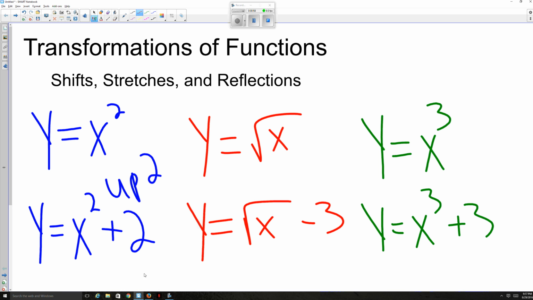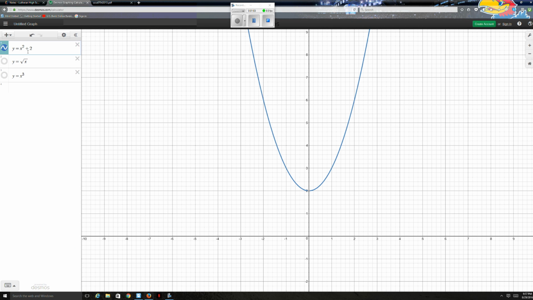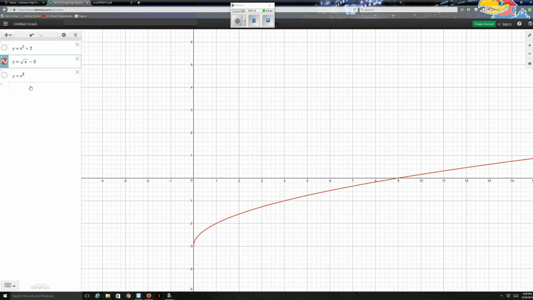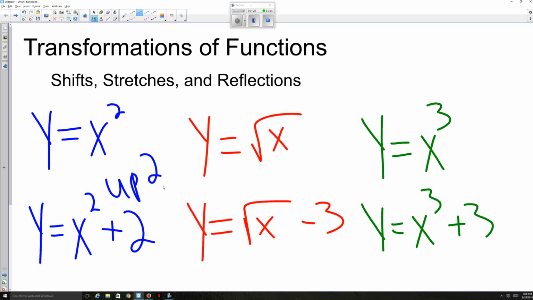Okay, so let's go back and look at the square root of x. Let's put that one in. There's the square root. And now it's outside the radical, not inside. If you'll notice, this one drops 3. I'm going to put y equals the square root of x back on there. But notice, guys, it's the same graph. It's just down 3.